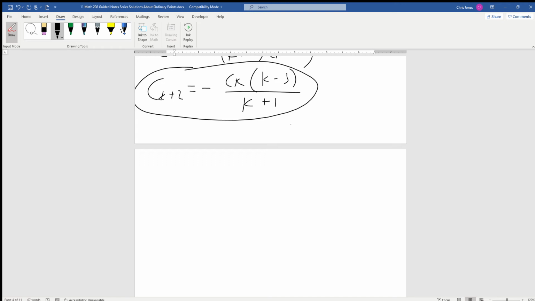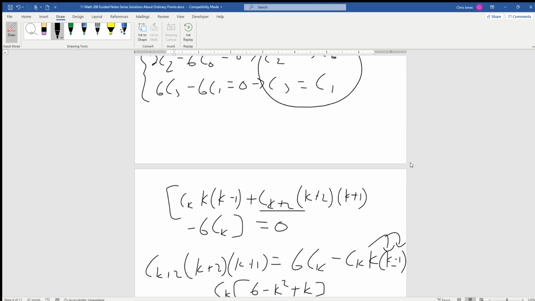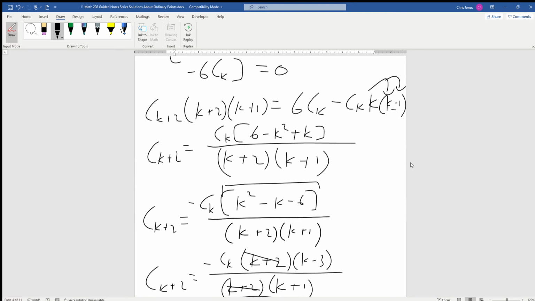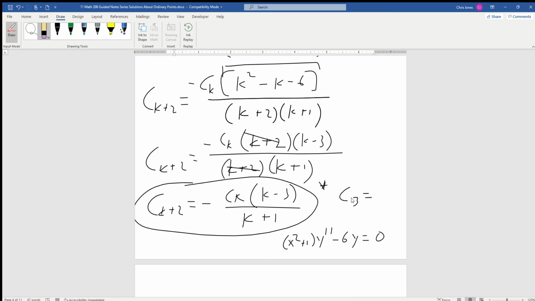So we're continuing with this problem, and we got to the generating function for our differential equation, x squared plus 1 y double prime minus 6y is equal to 0. We finally got to this generating function, and we also said that C2 was equal to 3C0. We also said that C1 was equal to C3.